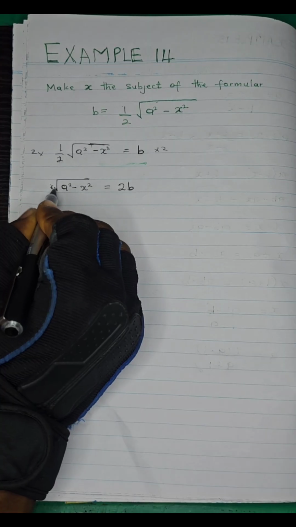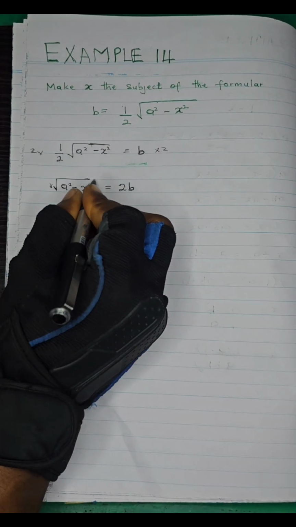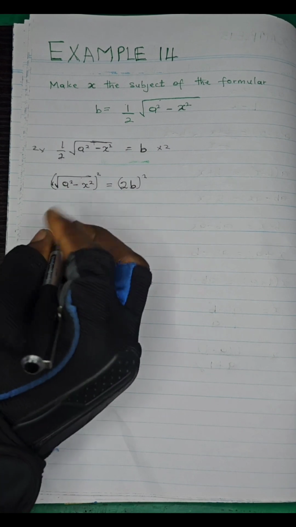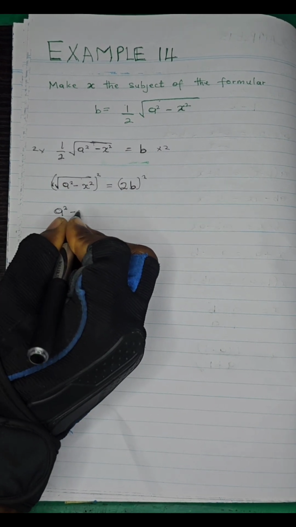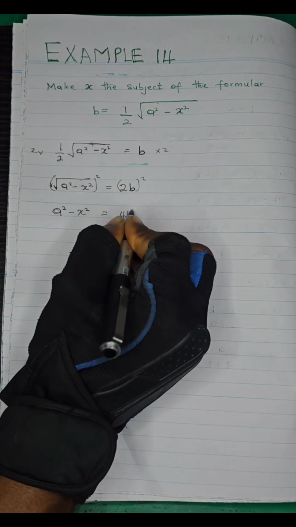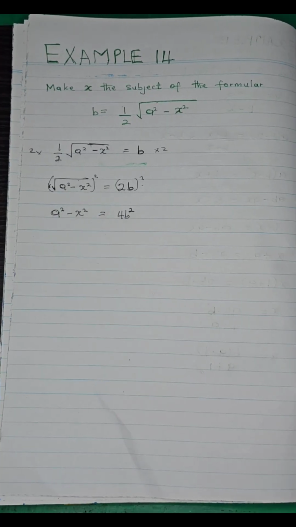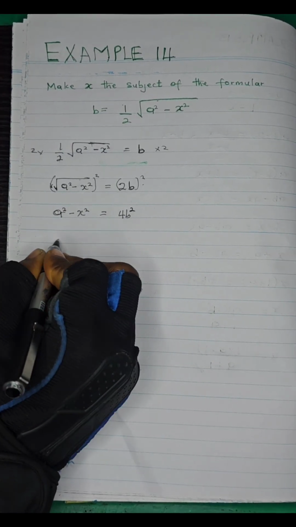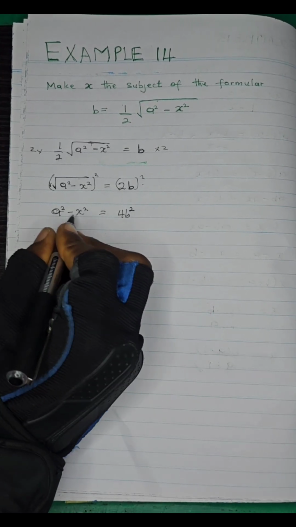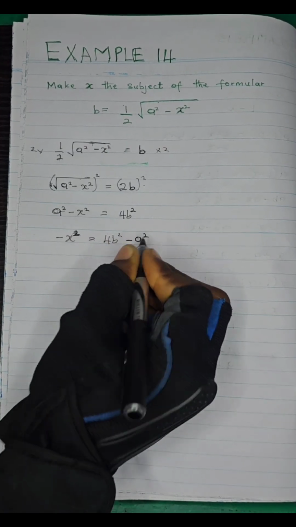So first thing, you have a square root here. When you have a square root, what do you do? You square both sides. So when I square both sides of the equation, this square will cancel out the square root. So you have a squared minus x squared is the same. The 2b squared will give you 4b squared. The square of 2 is 4 and the square of b is b squared. So the next thing, a will go to the other side of the equation. We now have minus x squared is equal to, the a is plus here, so when you go to the other side it will be negative, 4b squared minus a squared.